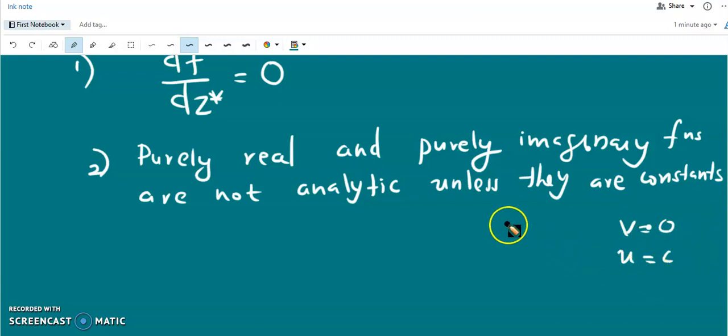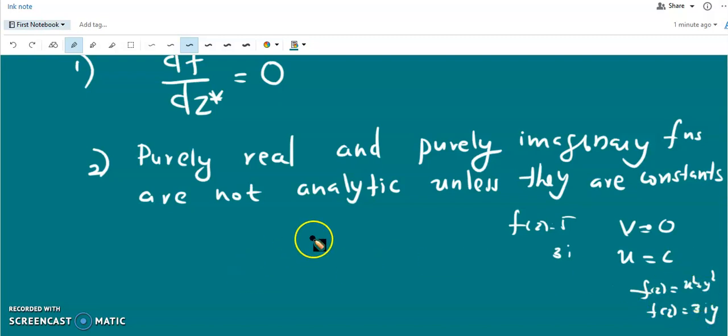So the functions like f of z is equal to 5, f of z is equal to 3i, etc. are analytic, but f of z is equal to x square plus y square, f of z is equal to 3iy, etc. are not analytic. So that is the second property.